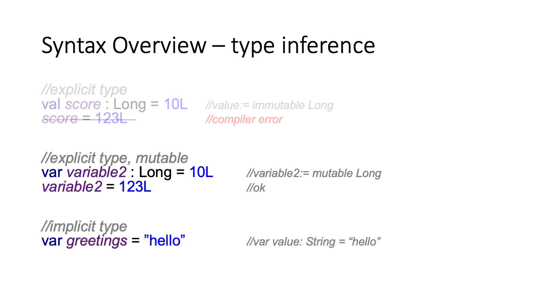Type inference. Let's compare the last line, greetings equals hello, with the previous two examples, score or variable 2. You were specifying the data type very explicitly, long. In greetings, you're not specifying the data type. The compiler can infer from the initial value that the data type is string.